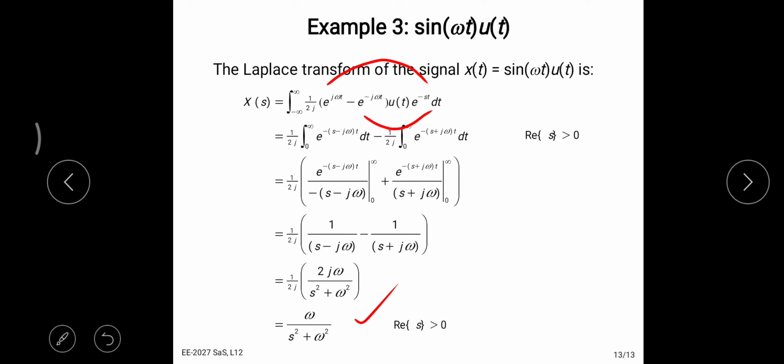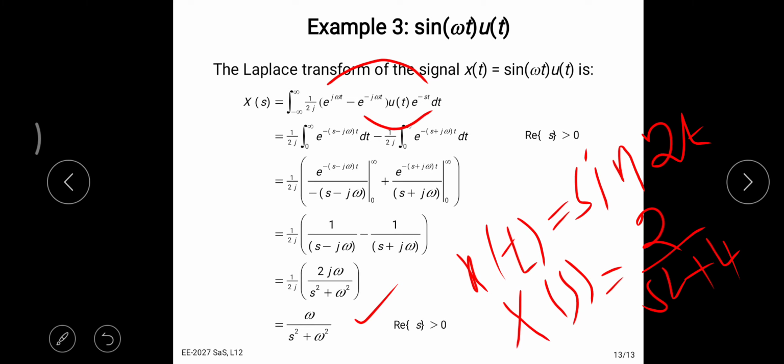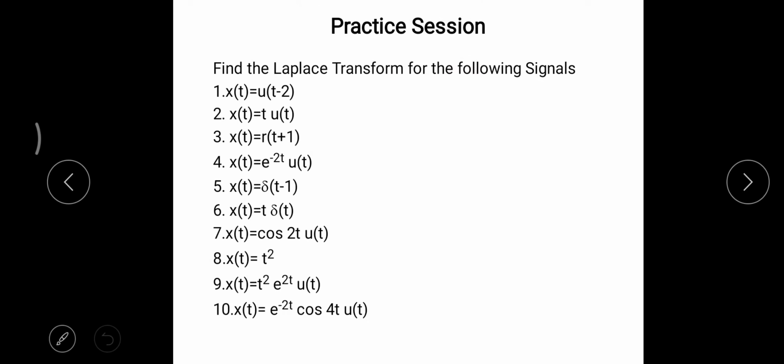For example, if my x of t is equal to sin 2t into u of t, then the corresponding X of s is equal to 2 divided by s square plus 2 square, that is nothing but 4. Similarly, you can express any x of t in terms of sine. So these are a few examples I have listed here, and next I have given 10 practice questions.